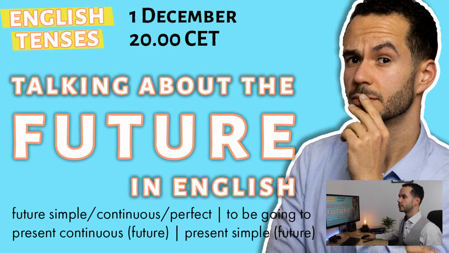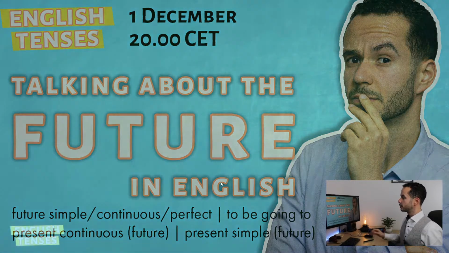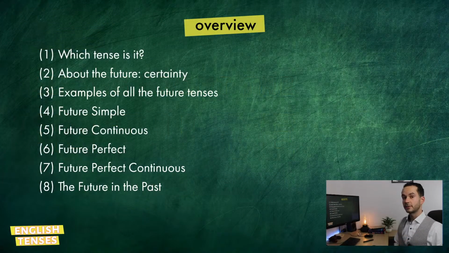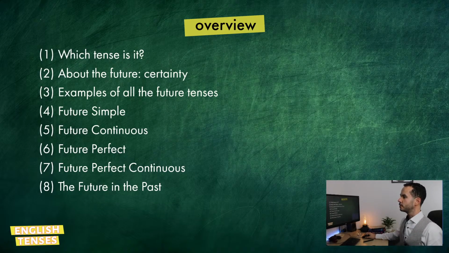Today we're going to cover several topics. The first topic we're going to discuss is: which tense is it? I'm going to show you some tenses, and then we're going to have a look at which tenses they are. Then we're going to talk about the future regarding certainty. And finally, we'll go over all of these future tenses and cover them in detail. Some things we've already discussed, so you might want to refer to previous live streams when we're covering those topics.